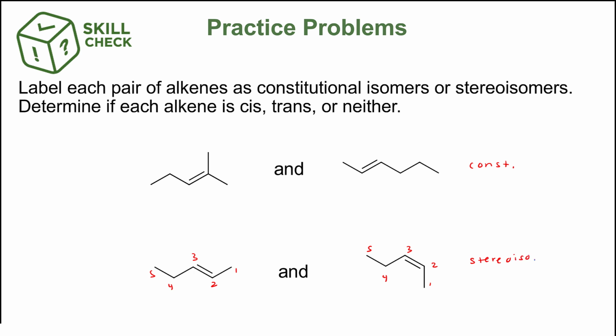Now I'm going to go back to each alkene and see if it's cis, trans, or neither. I can draw my line here. And if it helps, you can kind of cut this in half here as well to evaluate each carbon. So this carbon has CH3s. If they're the same, you can't have a cis or trans. So this is a neither.